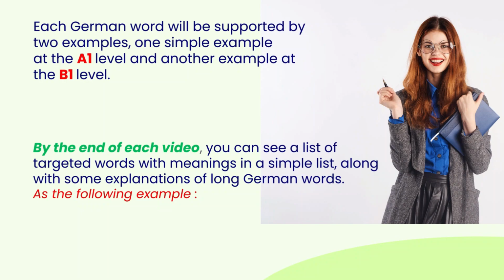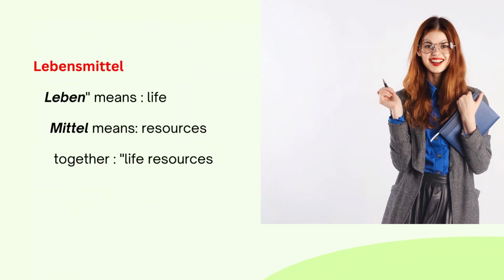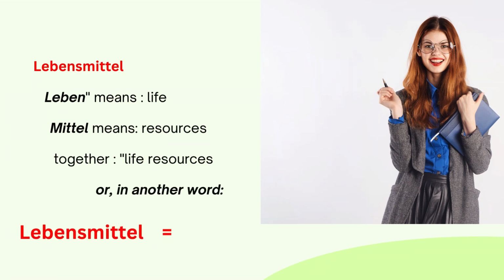By the end of each video, you can see a list of targeted words with meanings in a simple list, along with some explanations of long German words, as in the following example. Lebensmittel: Leben means life, Mittel means resources, together, life resources. In other words, groceries.